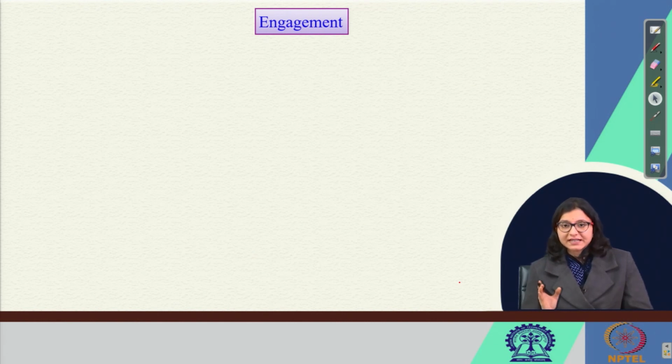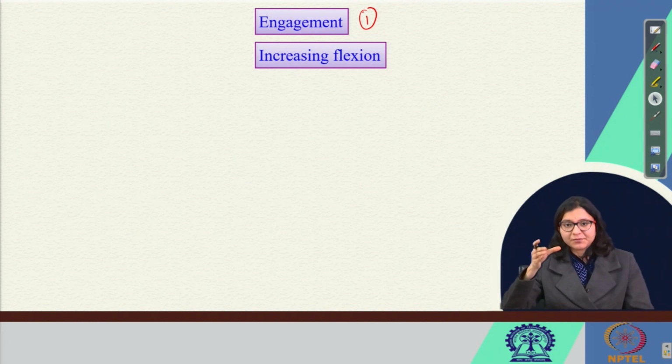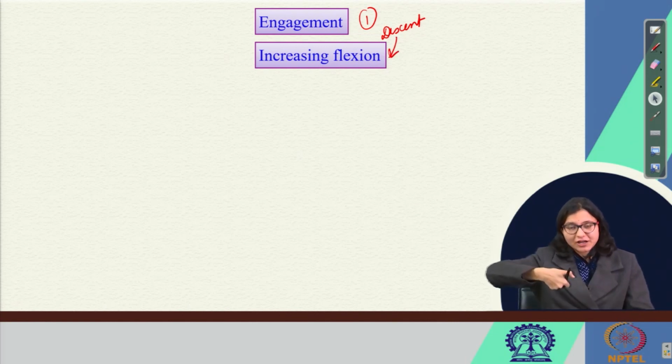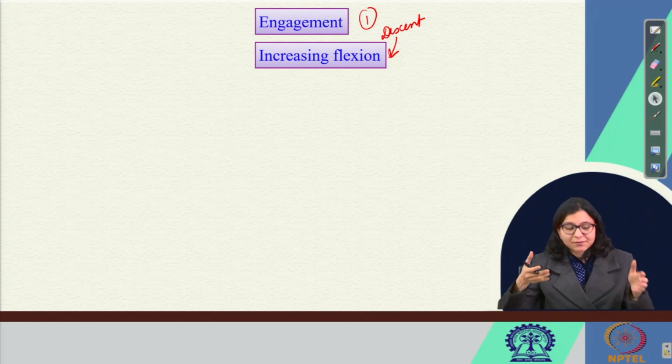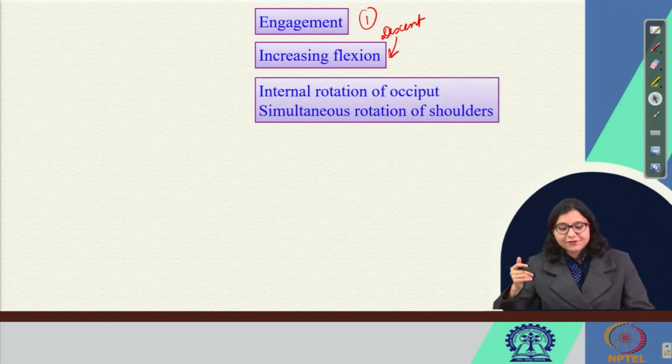So, just in a nutshell, the steps of normal labor: first, engagement. With engagement, it goes down the pelvic brim, the biparietal diameter crosses the pelvic brim, and with further descent there is increasing flexion, right, due to the resistance given by the pelvic floor muscle, the unfolding cervix, as well as the birth canal, right. So, there is increasing flexion.